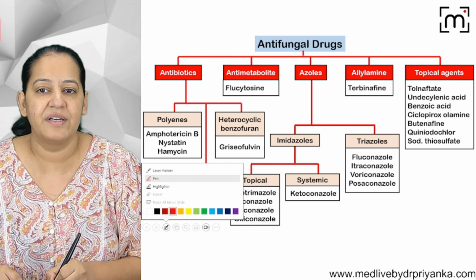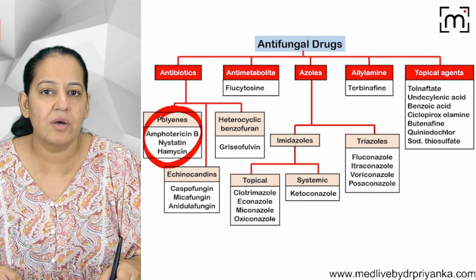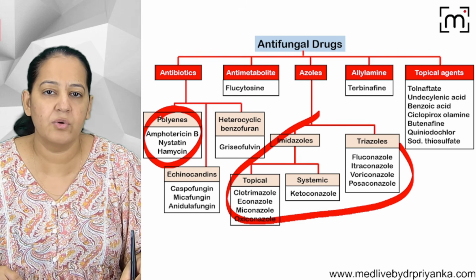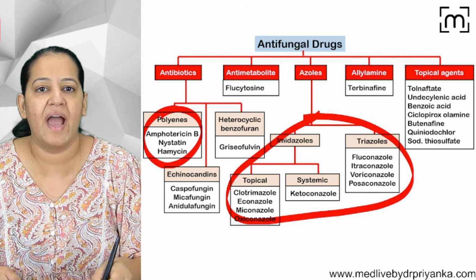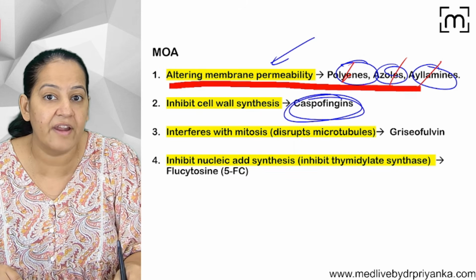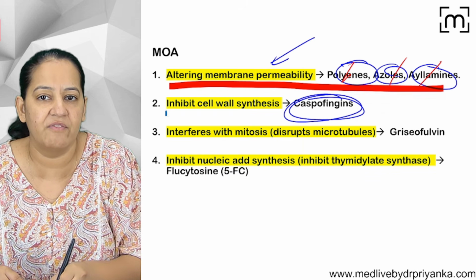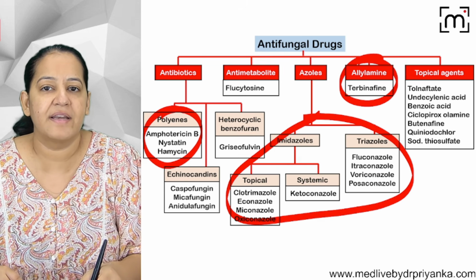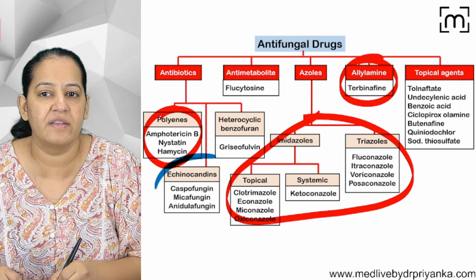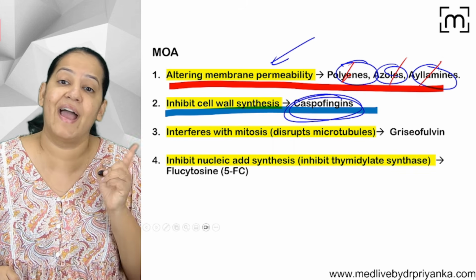Let me highlight polyenes, then all azoles, imidazole as well as triazole, and allylamines. So the red ones are altering cell membrane permeability. The second, which inhibits cell wall synthesis, is Caspofungin. Where is Caspofungin? This one. They alter cell wall synthesis, they act on the cell wall.